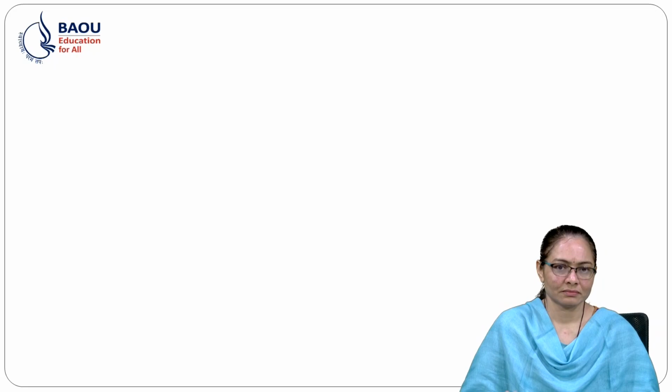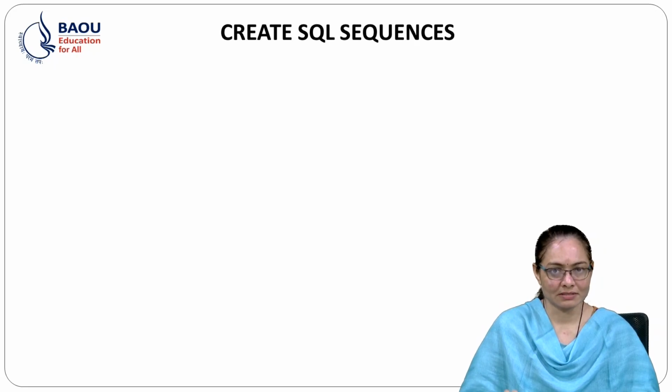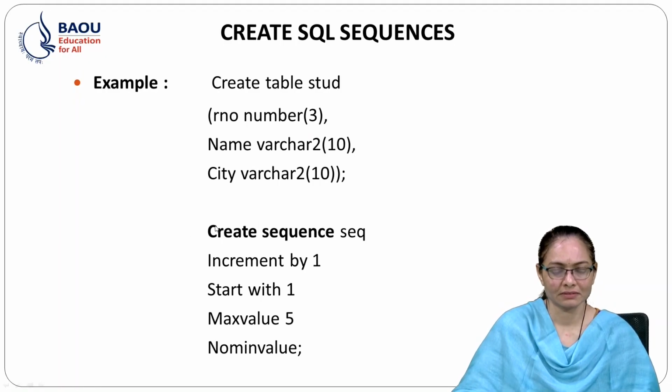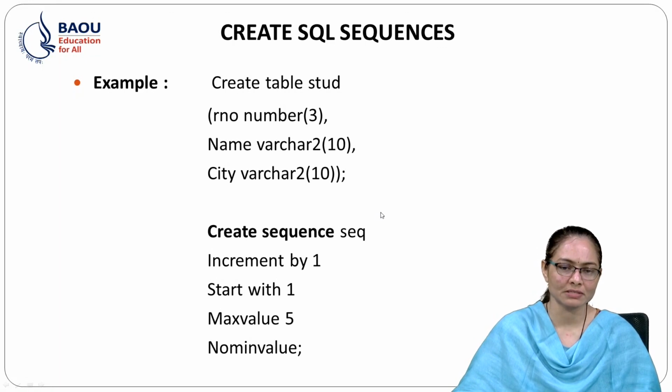Now, let's create a sequence using an example. See, here the student table is given: roll number, name and city. The roll number has a number data type. Here, the sequence is created. Create sequence SEQ, where SEQ is the sequence name.